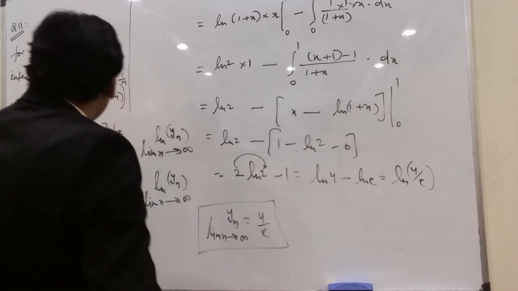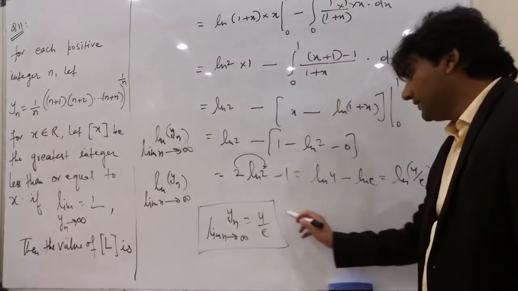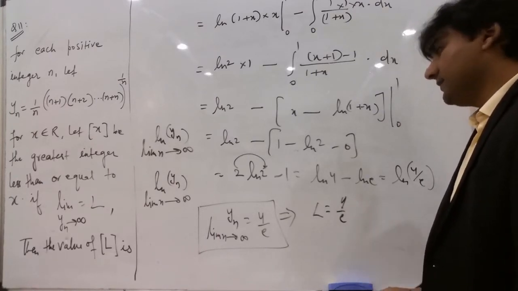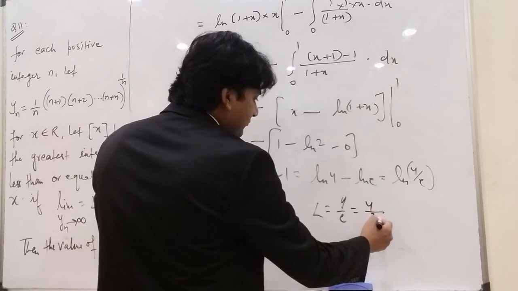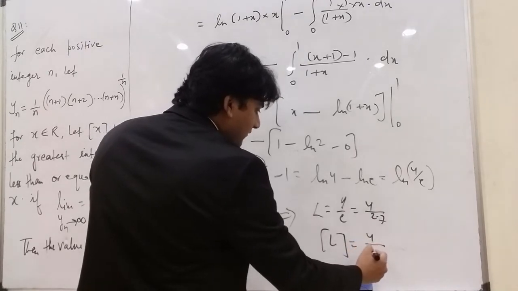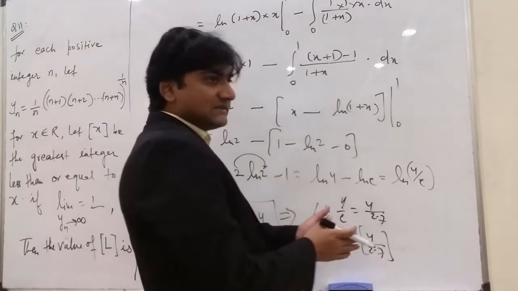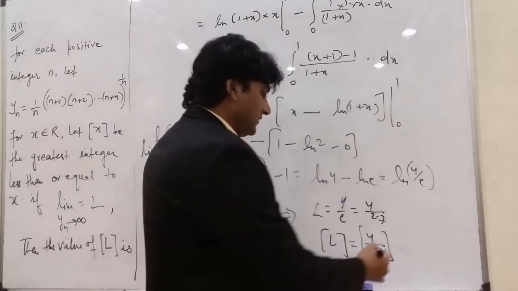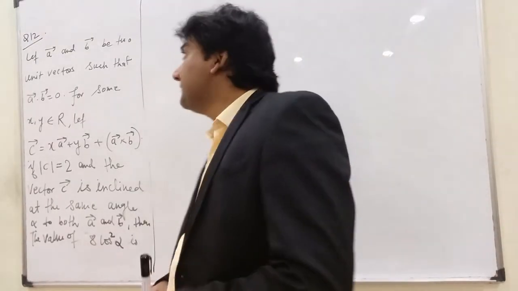So this is the question: limit of yn as n tends to infinity. We got 4/e. So what we got actually is L, and L is 4/e. But right now we need to find the greatest integer of L. The value of e is approximately 2.7, so this is 4 over 2.7, which is 1 point something. If the value lies between 1 and 2, then the greatest integer is always 1. So the answer is 1.